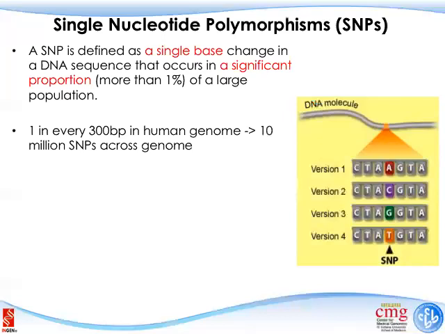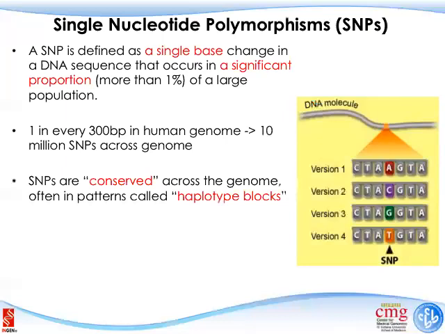And some statistics about SNPs: they occur in 1 in every 300 bases of the human genome. So in our genome, there are more than 10 million SNPs. And SNPs are conserved across the genome often in a pattern called haplotypes. What that means is if you have a SNP here and you have a SNP here, they are not independent of each other.